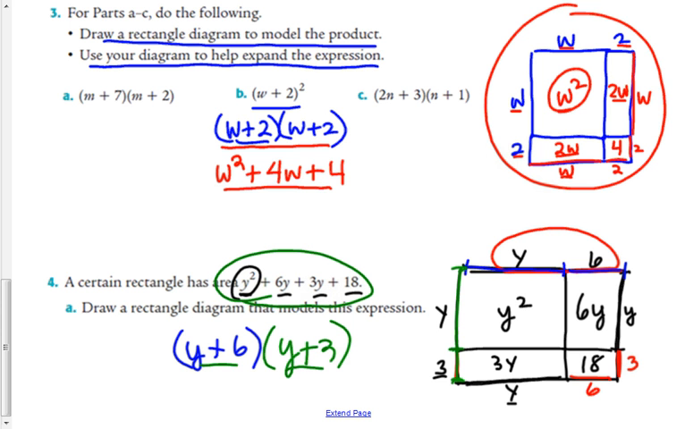All right, if you want to try a couple more, go ahead and try either number 5 there or finish up number 3, and we'll talk about this next time we meet in class.